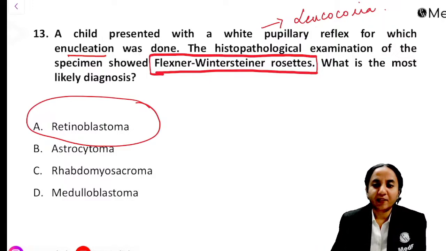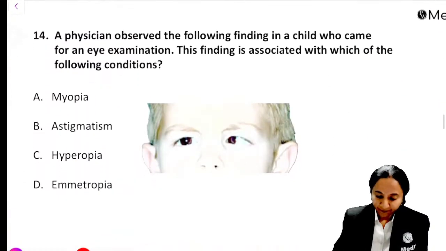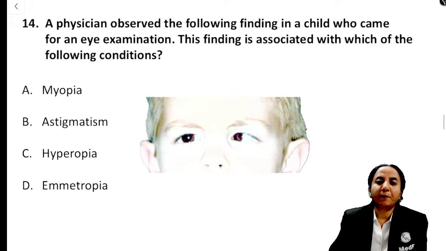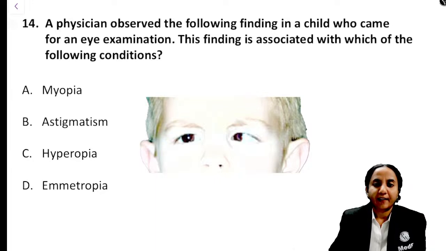I'll finish one more question. We have about 28 questions in all. I'll finish one more question and then we'll take a short break. Look at this. A physician observed the following finding in a child who came for an eye examination. Now this finding is associated with which of the following conditions? Myopia, astigmatism, hypermetropia or emmetropia.